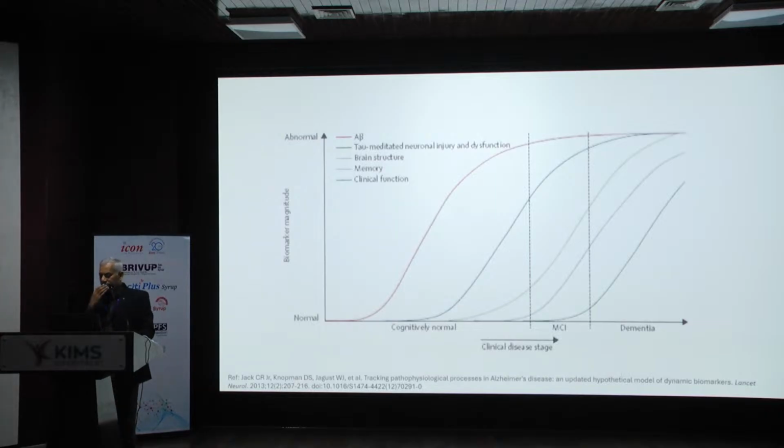And in Jack's hypothetical graph, now called the Jack graph, he showed that probably the amyloid starts 10 or 20 years before your symptom onset. And then come the others: tau, and then inflammation and neurodegeneration. Then the patient becomes symptomatic after 10 years of this. So if we want to target this amyloid or any drug with the disease, we have to give them very early in the disease course.